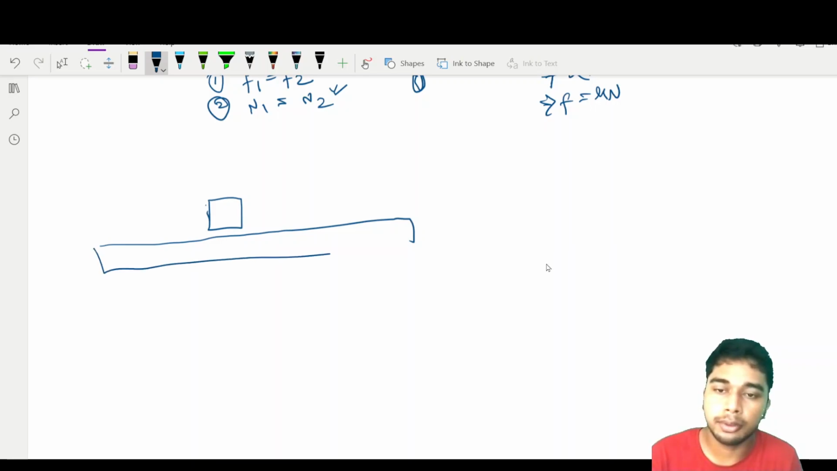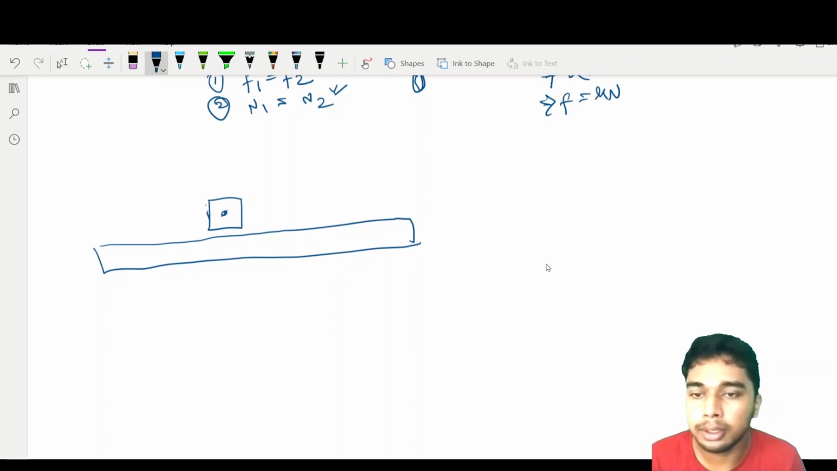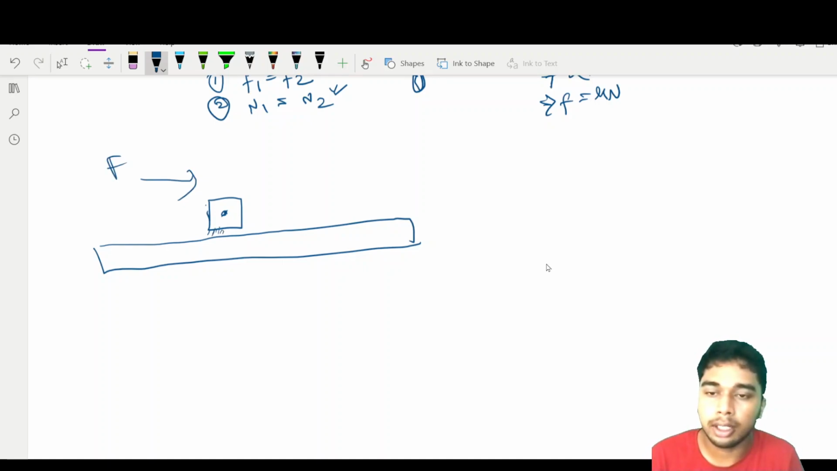This is our plank and this is our block. So how many forces are acting on this block? One force is the external force capital F, and I also found that there is a frictional force acting in between. The direction of friction will be backward, because when this force is applied to this block, this block will try to move forward. So to oppose the motion of this block, there will be a frictional force that opposes the motion of this block.